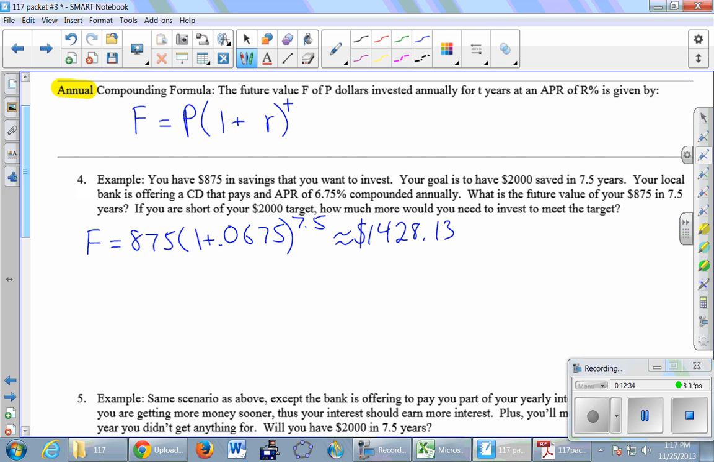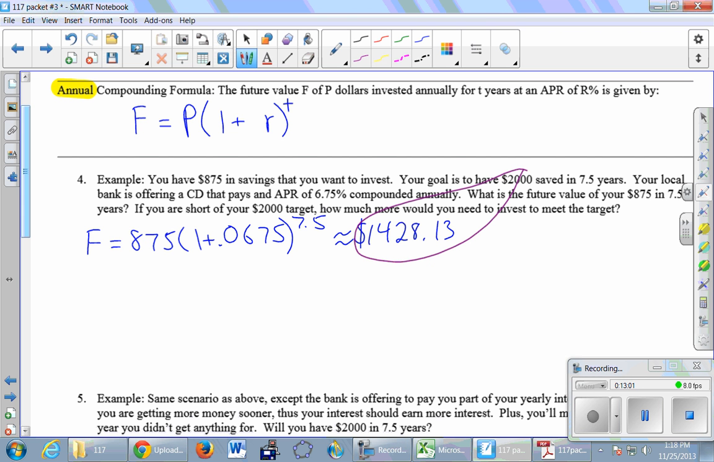Okay, so then it says how much more would you need to invest to meet the target? Is it just as simple as subtracting these two numbers? If we just invest another, what, $570, won't that get us there? It's not going to count the interest. If we invest another 570 in the beginning, we're going to end up with more than 2,000 at the end.